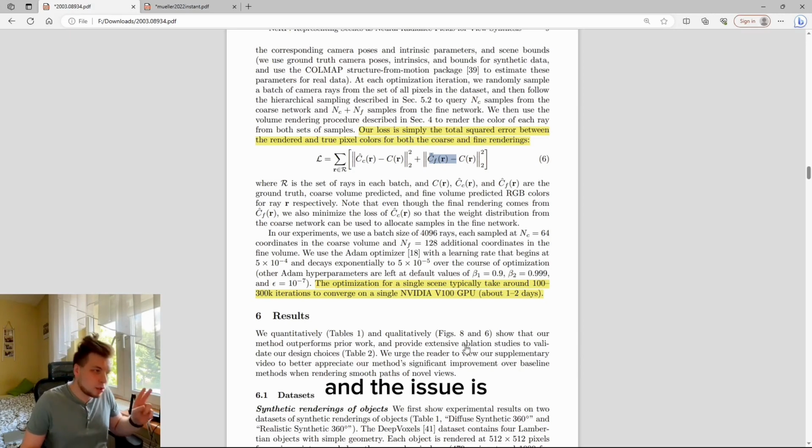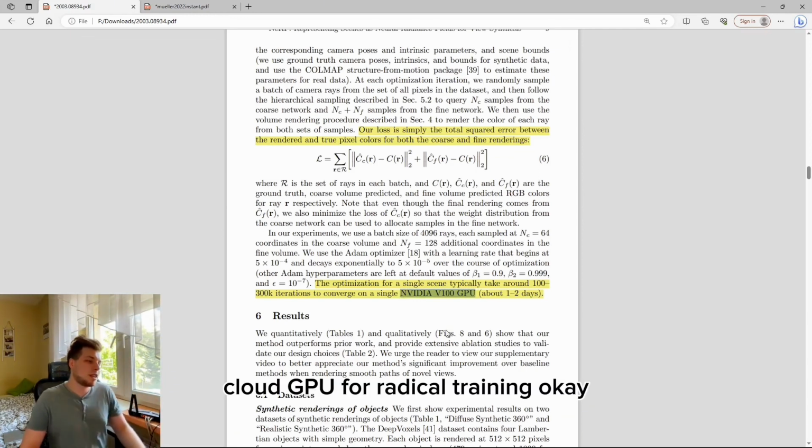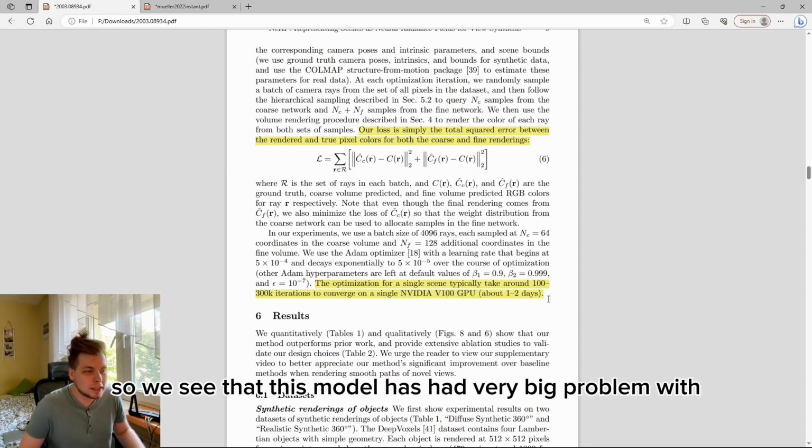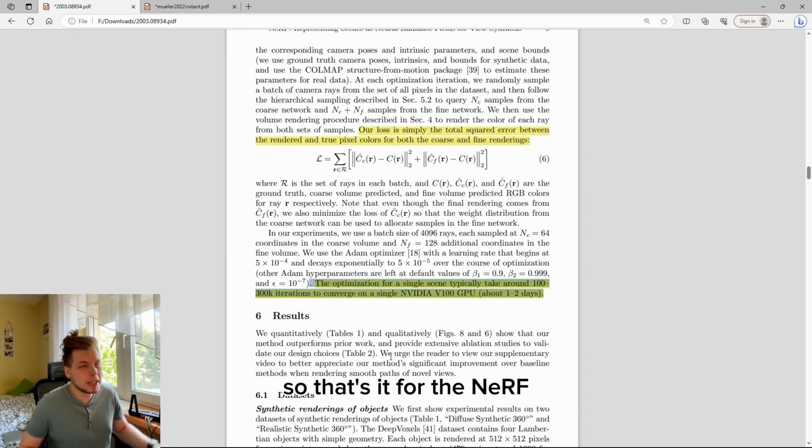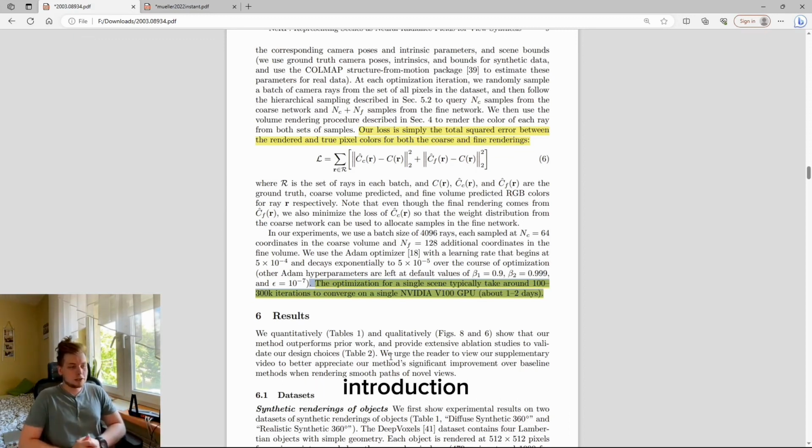And the issue is these operations are not that cost effective. In practice, what they found is that this method at that time cost them 1 to 2 days of training on an NVIDIA V100 GPU to generate one single scene, which is a very, very high quality, best in class cloud GPU for neural network training. Okay, so we see that this model had a very big problem with the fact that it was very slow to optimize. So that's it for the NeRF introduction.